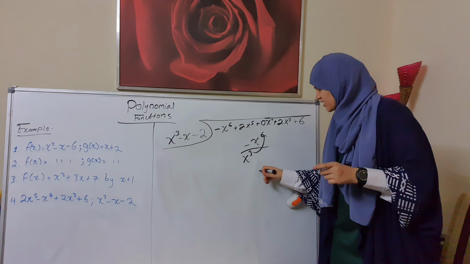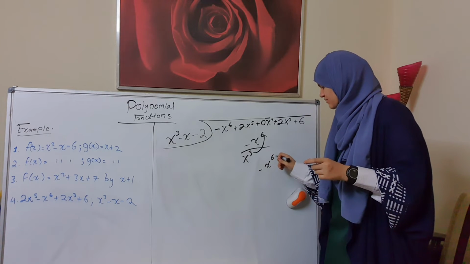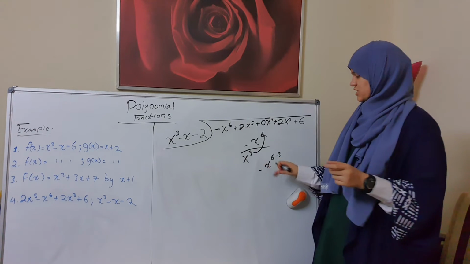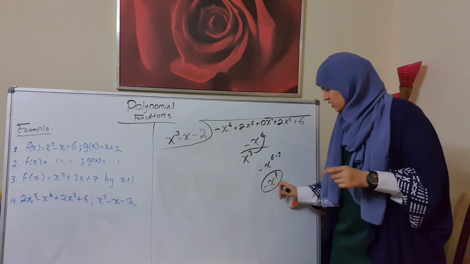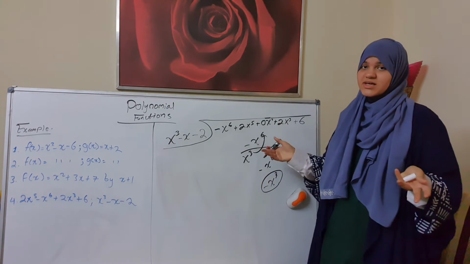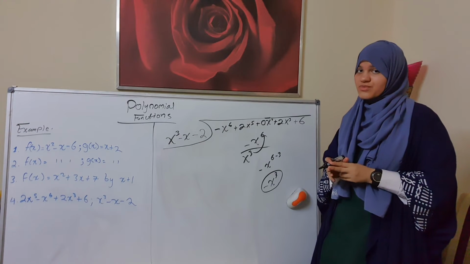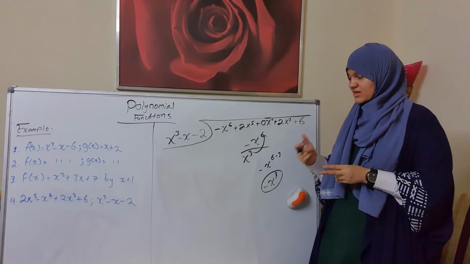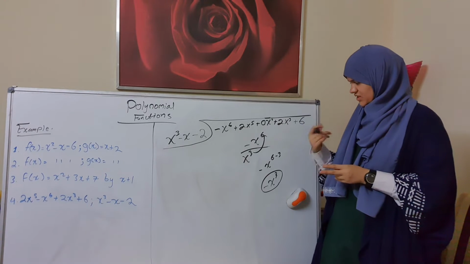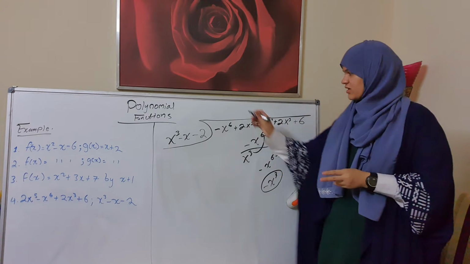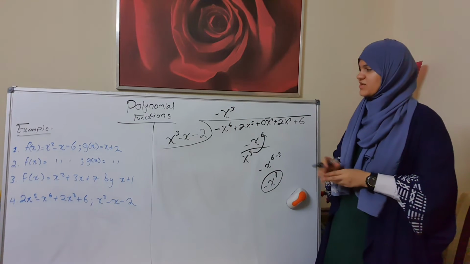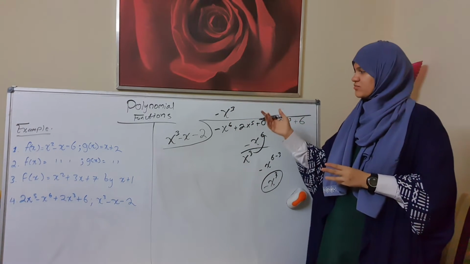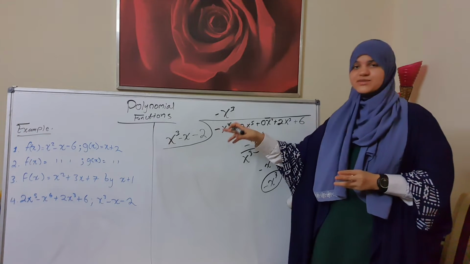So that means it will be negative x to the power of 6 minus 3, right? So that means it will be negative x cubed. So what we have here is negative x cubed. It will be in the quotient, negative x cubed. So that means negative x cubed can multiply x cubed minus x minus 2.